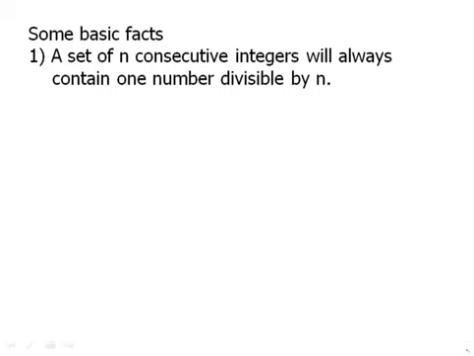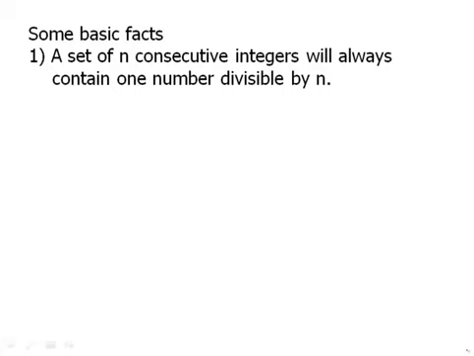So let's talk about some basic facts. A set of n consecutive integers will always contain one number divisible by n. So if you have 3 consecutive integers, one of them is divisible by 3. If you have 17 consecutive integers, one of them is divisible by 17. Some of you may be wondering about that set we just saw, -1, 0, 1. That's a set of 3 consecutive integers. Where's the integer divisible by 3?